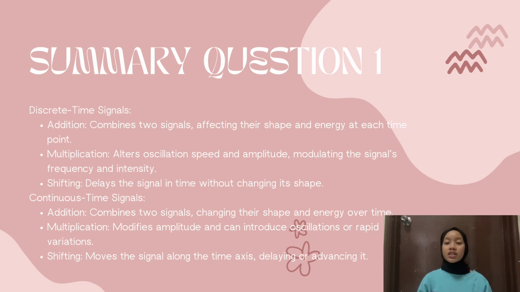Conclusion for discrete time signals: addition combines two signals, affecting their shape and energy at each time point. Multiplication alters oscillation speed and amplitude, modulating the signal frequency and intensity. Shifting delays the signal in time without changing its shape.